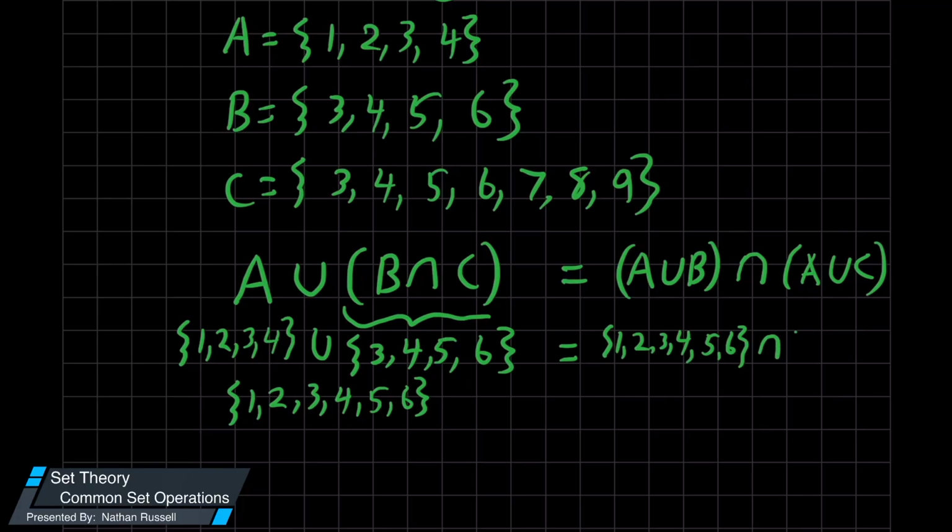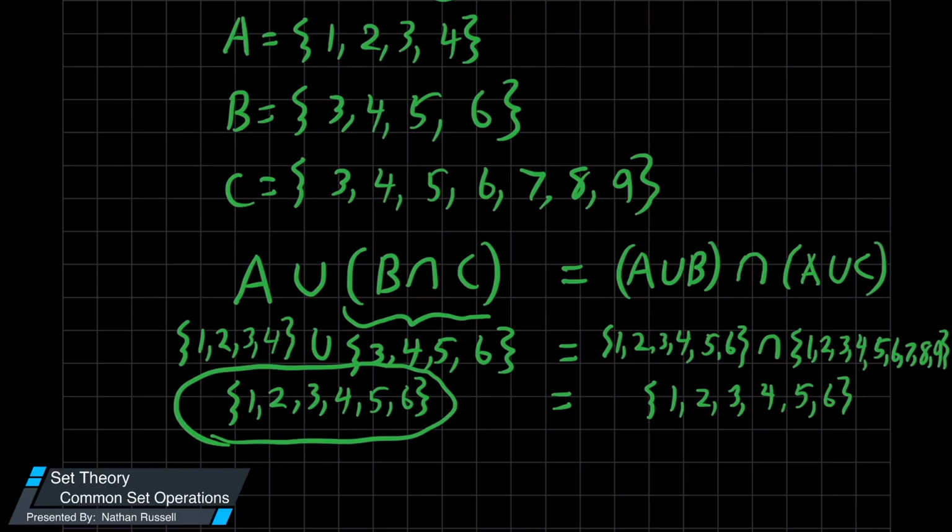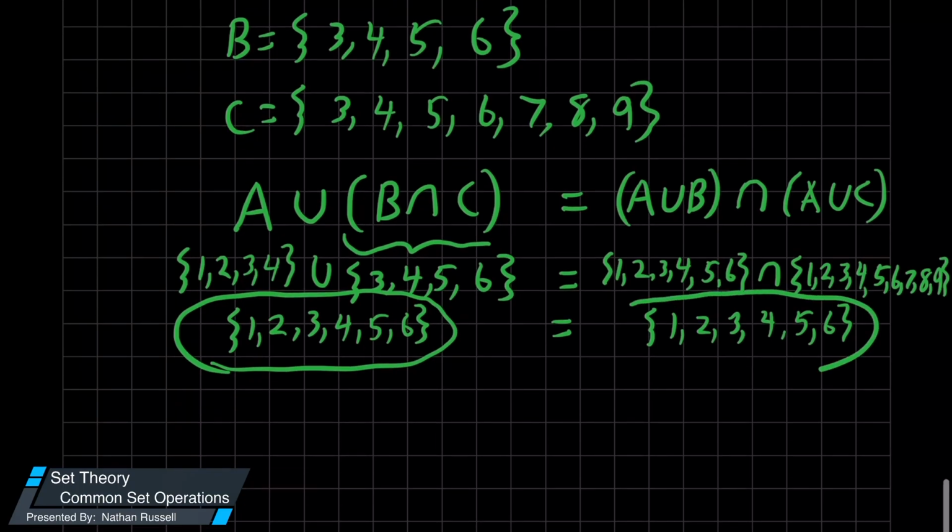And then we would intersect this with the set A union C, which would be 1, 2, 3, 4, but we'd also be adding 5, 6, 7, 8, 9. And then we close that off. And what we'll see is that when we take the intersection, it will be basically just the set of numbers 1, 2, 3, 4, 5, and 6. And so notice that the result that we got here is exactly the result that we got here.